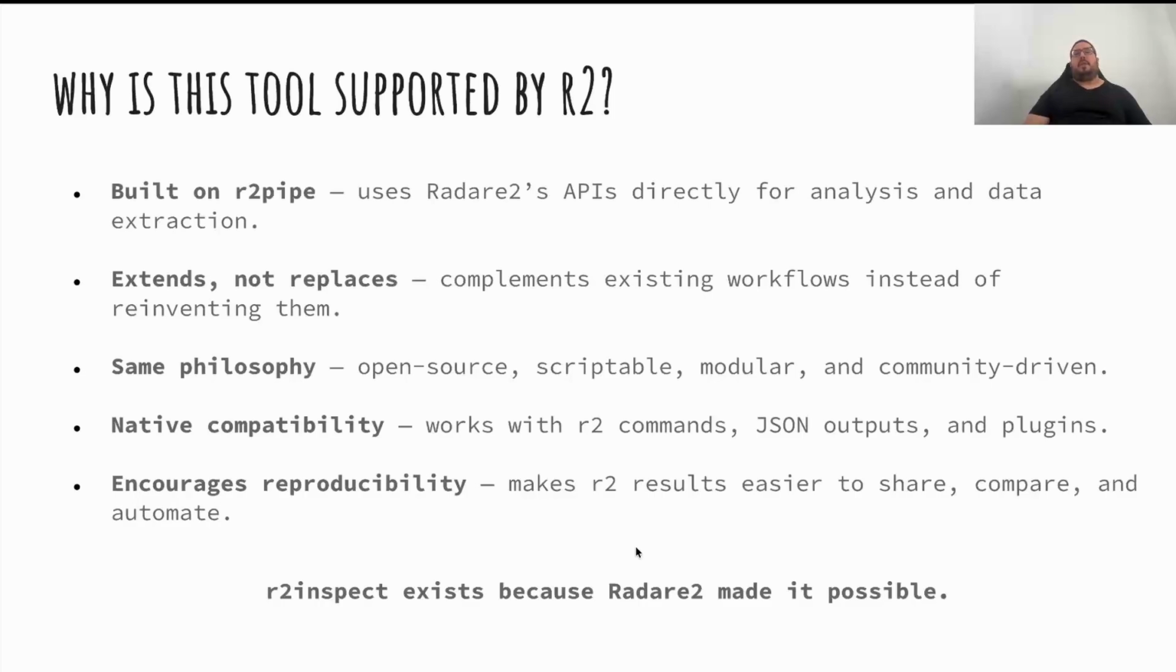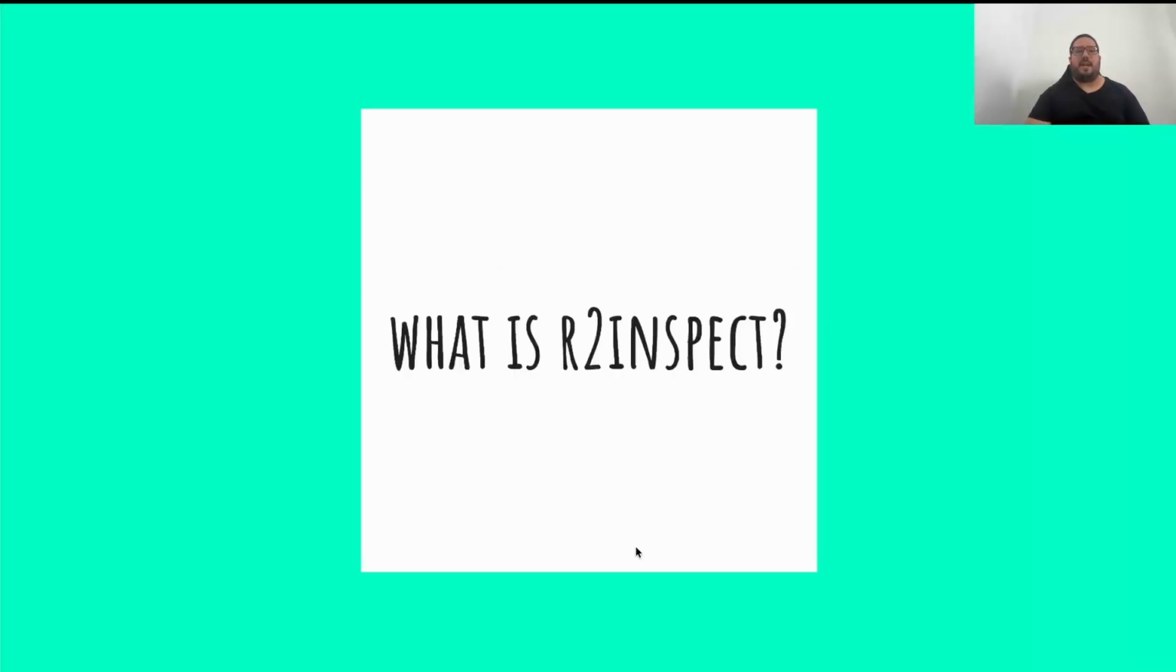And it can work with Radare2 commands, with JSON outputs, and it also has support for plugins. The idea is to encourage reproducibility, making Radare2 results easier to share, to compare, and also to automate. So basically, R2Inspect exists because Radare2 made it possible with the R2Pipe engine.